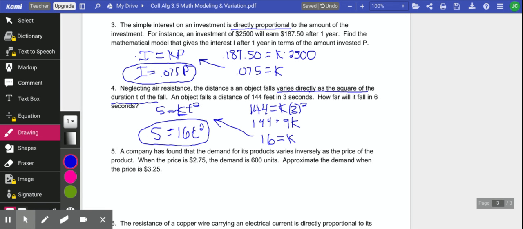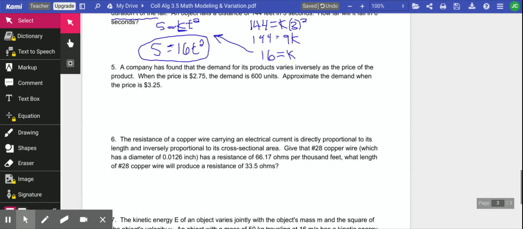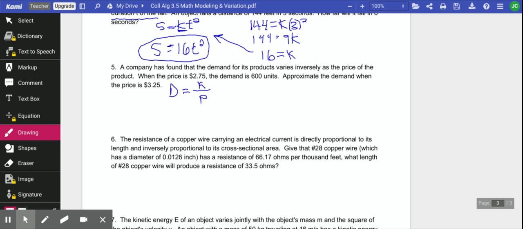All right, we'll do one more on this video, and then we'll take a little break. A company has found that demand for its product varies inversely as the price of the product. So we're going to stop right there. So demand varies inversely. That's k over something. K over the price. We'll just call that P. Okay. Now, we don't know what k is. We need to figure that out. So when the price is $2.75, that was our price. The demand is 600.